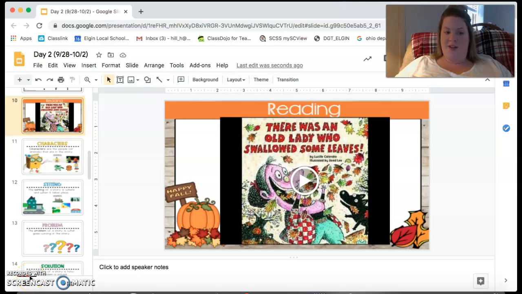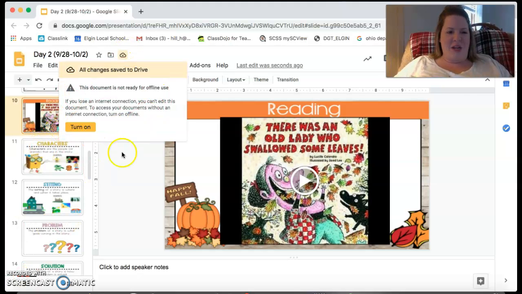So after you have read that story, we're going to go through character, setting, problem, and solution. Isn't that a good story? I like that. I like those old lady books.